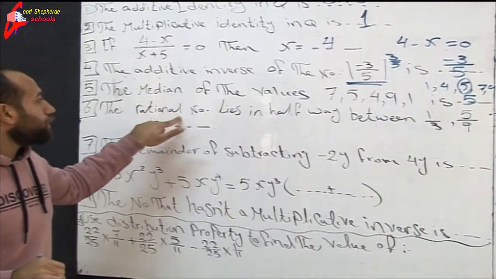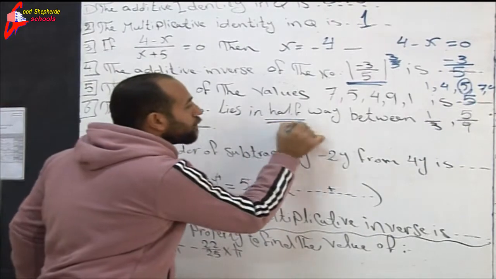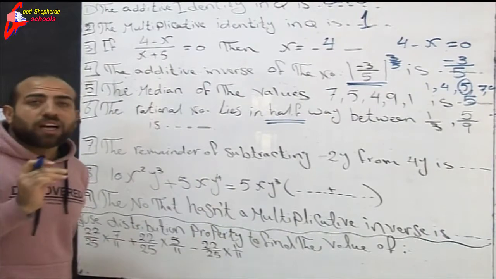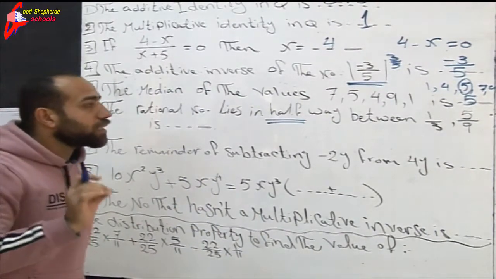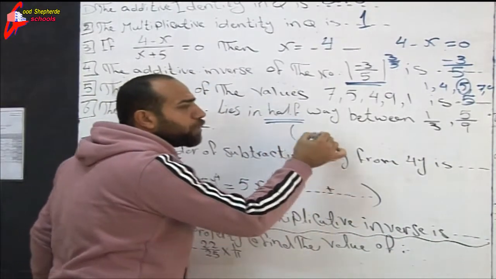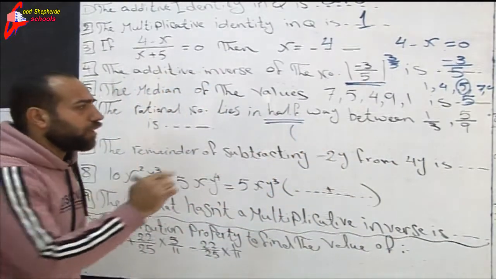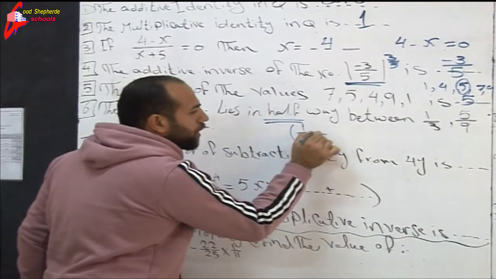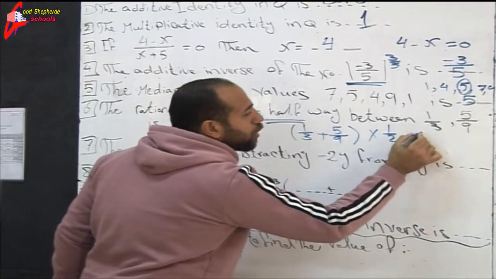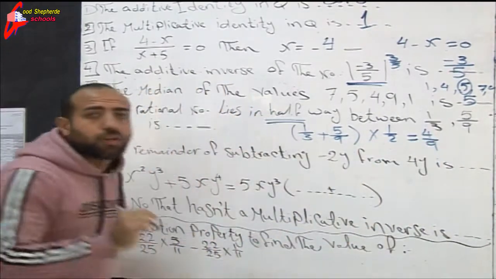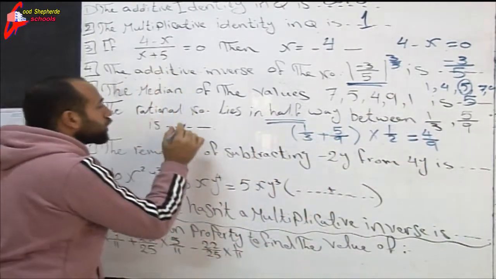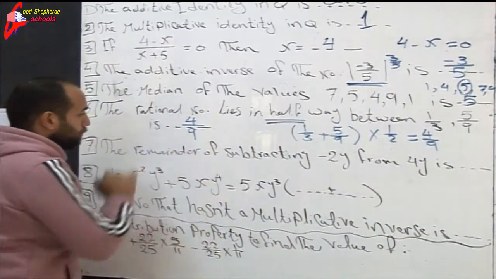The rational number that lies halfway between 1 over 3 and 5 over 9 is, to find it, you have to add the greater and the smaller and multiply by half. So 1 over 3 plus 5 over 9, times half. You will get 4 over 9. So the rational number that lies halfway between 1 over 3 and 5 over 9 is 4 over 9.